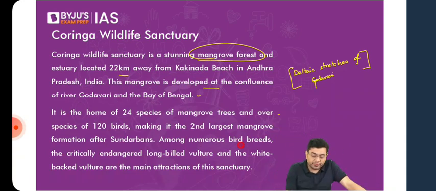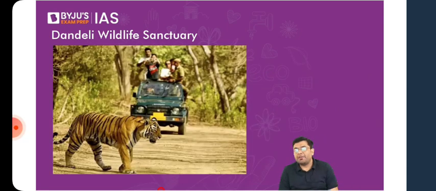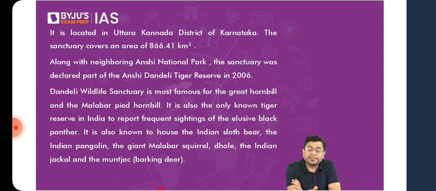So amongst numerous bird breeds, the critically endangered long-billed vulture and white-backed vulture are something which you can always have a look at. Then you have the Dandeli Wildlife Sanctuary. Where is it situated? It is situated in the Uttar Kannada district of Karnataka. The sanctuary covers a total area of a massive 866 square kilometers. Now, along with the neighboring Anshi National Park, that Dandeli Anshi region was declared a tiger reserve.